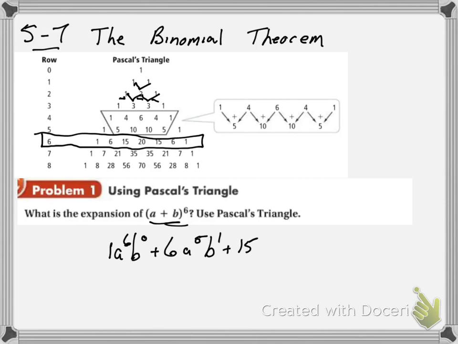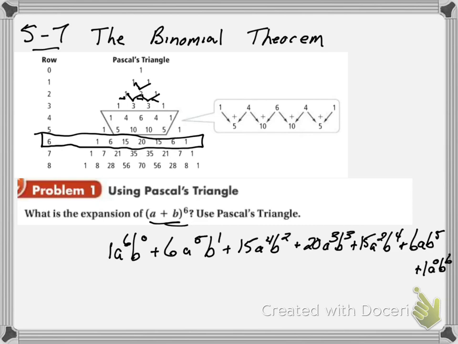15, a to the 4th, b squared, plus 20, a cubed, b cubed, and then 15, a squared, b to the 4th, and then 6, a, b to the 5th, and then the last number is 1, a to the 0, b to the 6th. Okay, and that would be your final expansion of it.